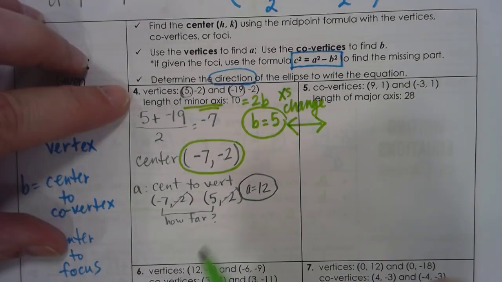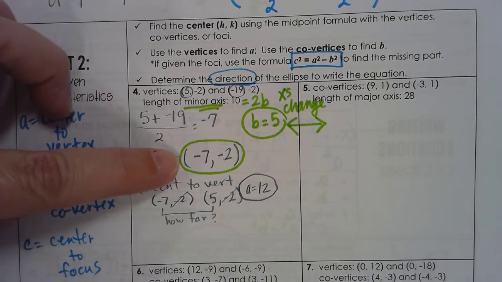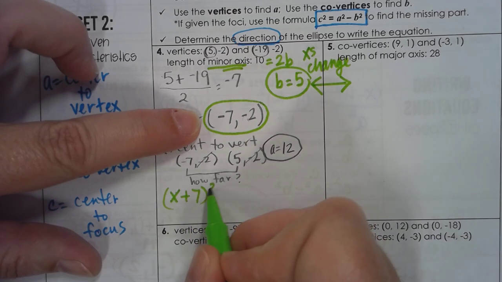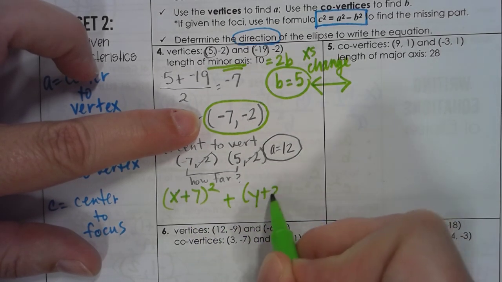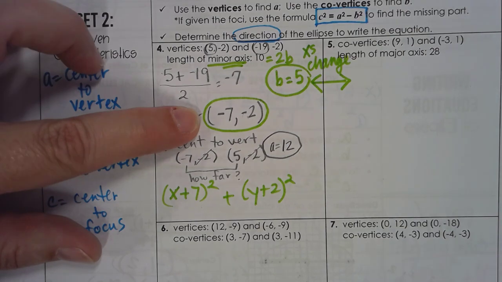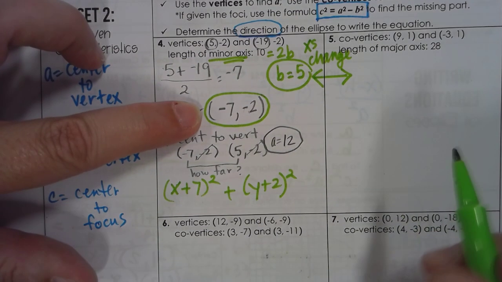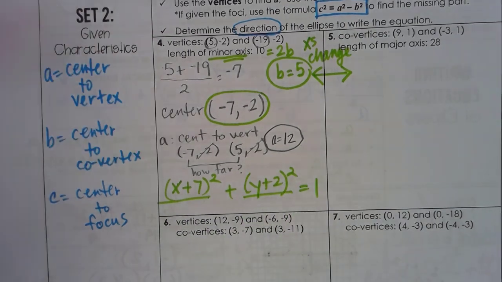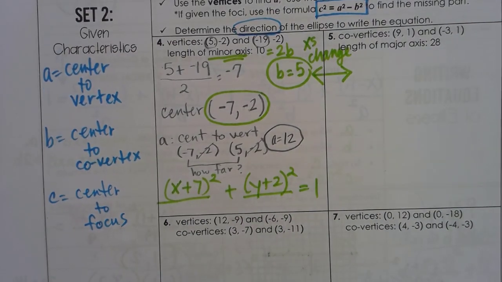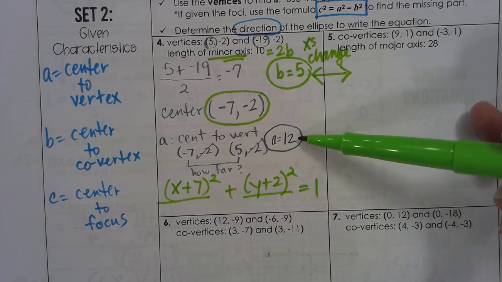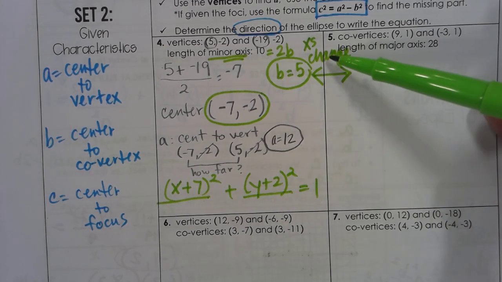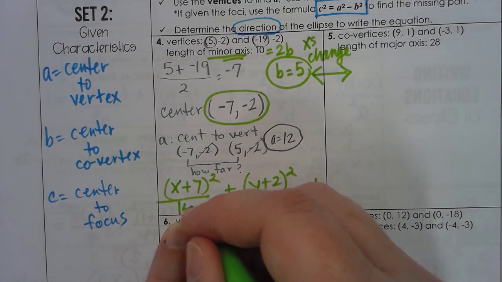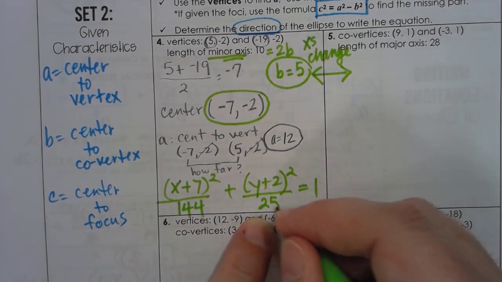Okay, so let's write our equation for this one. So we have our center at (-7, -2). So that'll be (x plus 7) squared, (y plus 2) squared, always equal to 1. And then on the bottom, we're going to have A squared and B squared. So that'll be 25 and 144. But our x's change, so we want our bigger number to be under the x. So this is going to get the 144, and this one's going to get the 25.